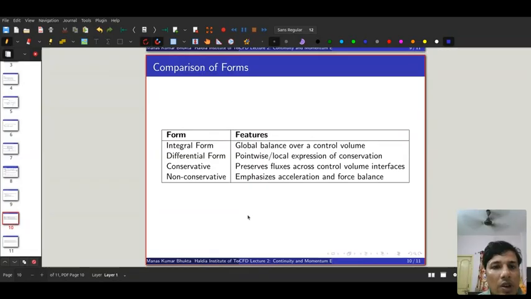Now we will compare each form of the equations. The integral form, the main feature is the global balance over the control volume. The differential form is a pointwise, local expression of conservation. The conservative form you already know, where the control volume is fixed. The non-conservative form emphasizes the acceleration, where the control volume as well as the incrementally small fluid particle will be moving along with the flow velocity of the fluid.